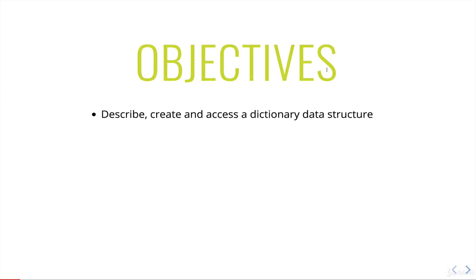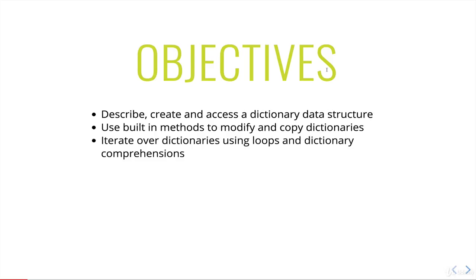We want to be able to create and access dictionary data structures, as well as just explain what they are, describe how they work. We'll use a couple of built-in methods to modify and copy dictionaries. Fortunately, there's not as many we need to talk about compared to lists. We'll learn to loop over dictionaries, iterate over them using loops, and dictionary comprehension. So we saw list comprehensions, we'll also see dictionary comprehensions.